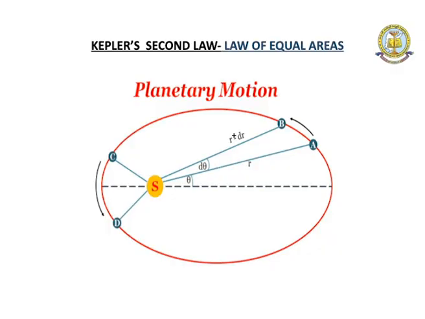Area of the triangle is equal to half into base into height. Here the base is r, and the height, when travelling from A to B, what is the value? r into d theta. So half into r into r d theta. And that is the distance of r. This is A to B travel through an angle of d theta.